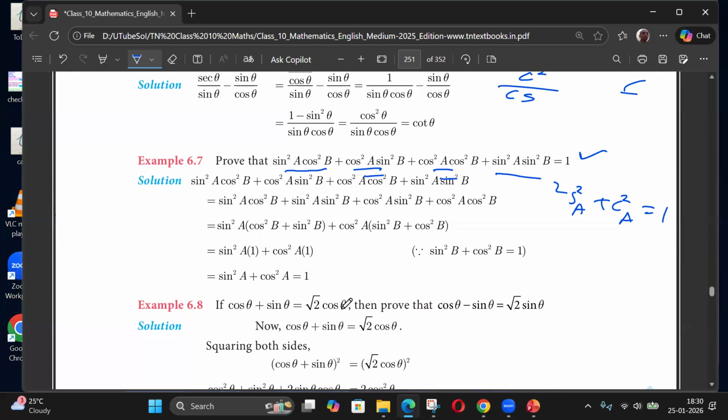Cos theta plus sin theta equal to root 2 cos theta, prove that cos theta minus sin theta is this one. So I think you can multiply by cos minus sin both the sides, this will become cos square minus sin square. That is not useful.